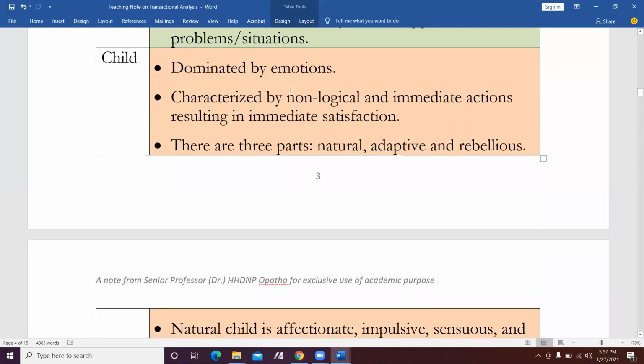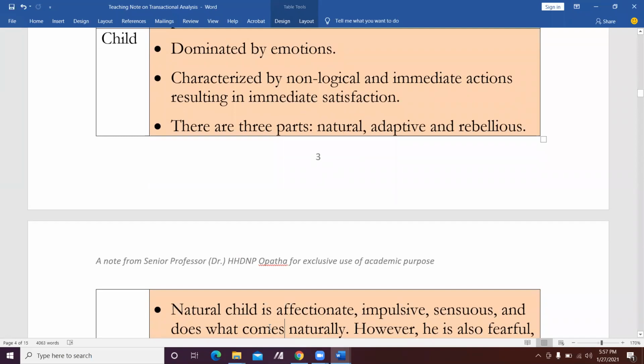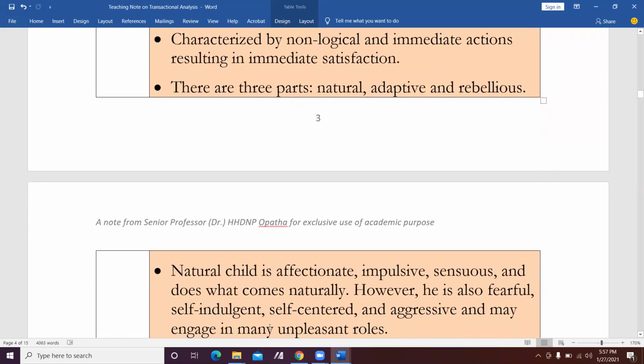Then the child, dominated by emotions, characterized by non-logical and immediate actions resulting in immediate satisfaction. There are three types, three parts: natural, adaptive, and rebellious. The natural child is affectionate, impulsive, sensuous, and does what comes naturally. However, he is also fearful, self-indulgent, self-centered, and aggressive, and may engage in many unpleasant roles, especially if his or her needs are not satisfied by the parents or by the relevant people. Natural child, okay. Self-centered, thinking of himself or herself rather than thinking of parents or others.